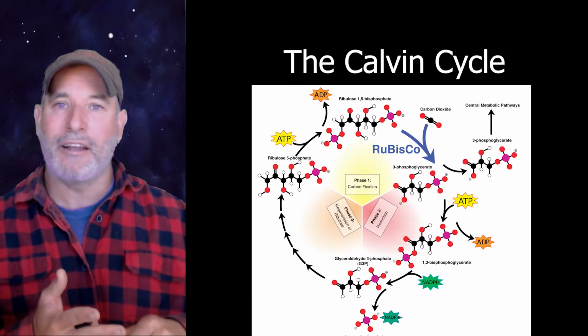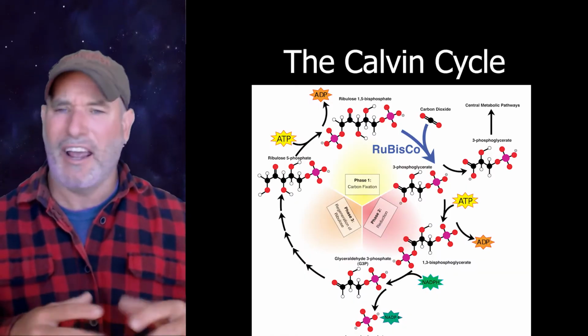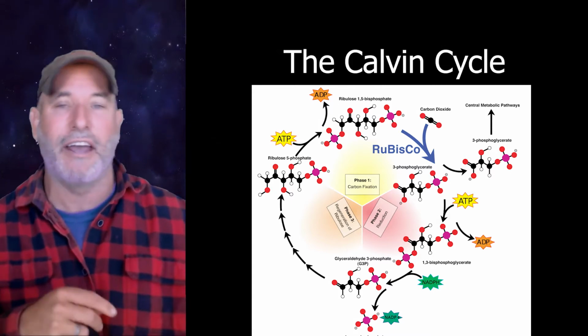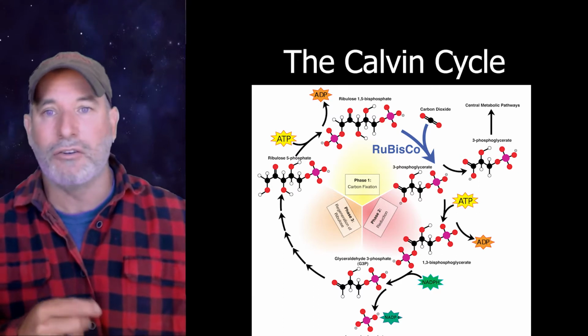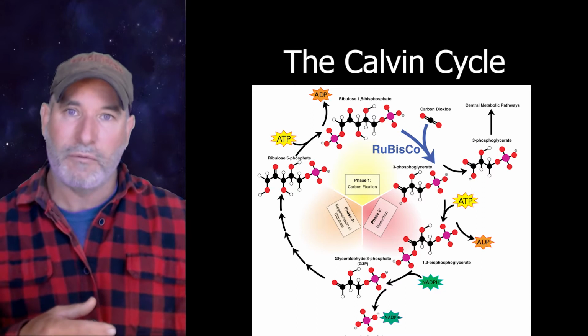And then the second part is the Calvin cycle. The Calvin cycle is often called the dark reaction. I don't like that. It's the synthesis part. The Calvin cycle is where you actually take carbon dioxide and fix it into an organic molecule using the electrons and hydrogens that you got from water and the energy you got from sunlight.